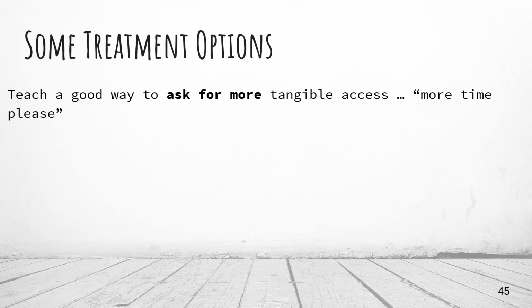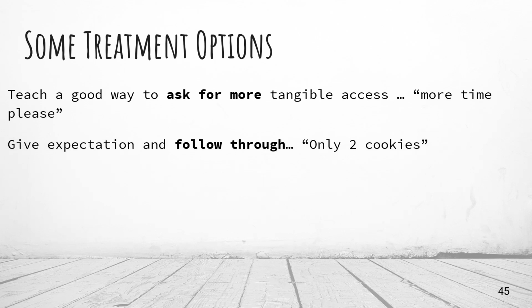So teaching a good way to ask for more tangible access. So more time, please. Just as simple as teaching a phrase. It can be a sign, it can be a picture exchange, it can be vocal communication. Next is giving an expectation and following through. Making sure that we tell the client ahead of time how long they'll have a tangible or how much of a tangible they will get, and then making sure, even if problem behavior happens, that we're not providing more of that tangible. So if you say there's only 2 cookies, even if problem behavior happens, you don't slip an extra cookie in there.